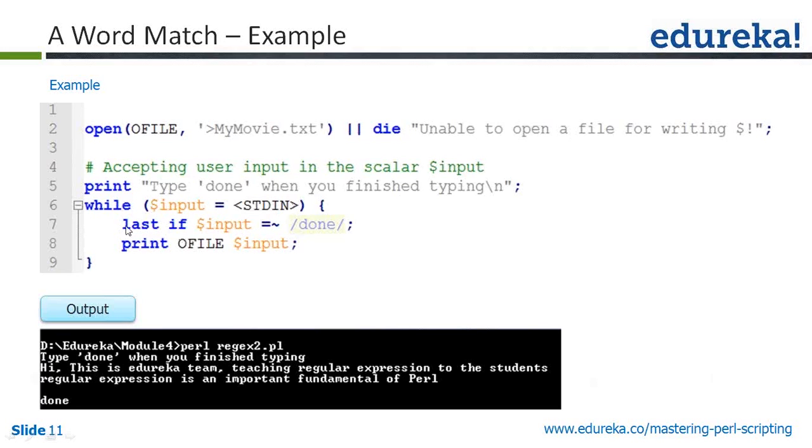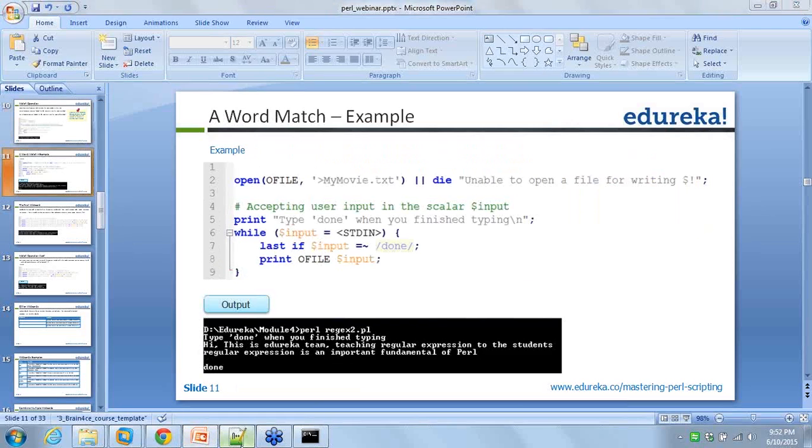When the user gives the input as done, this is again case sensitive, because I don't use any modifier over here, and it checks for done. If it is done, it comes out of the program and closes it. So let's try to run this program.